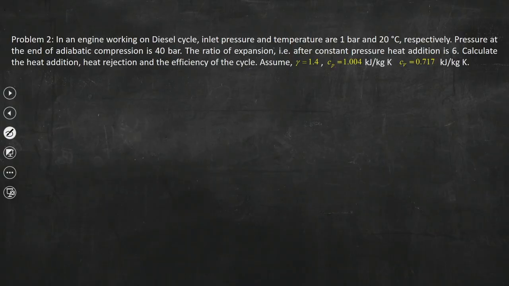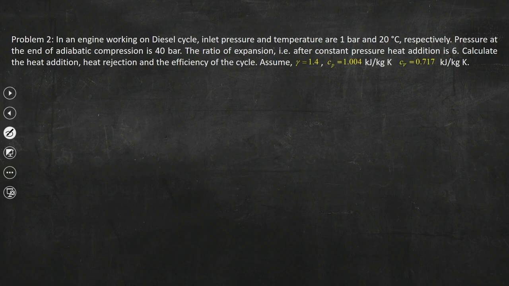Inlet pressure and temperature are given 1 bar and 20 degree Celsius respectively. Pressure at the end of the adiabatic compression is 40 bar. The ratio of expansion, that is after constant pressure heat addition, is 6. Calculate the heat addition, heat rejection and efficiency of the cycle. Assume gamma equal to 1.4, and the values of Cp and Cv are given, kilojoule per kg Kelvin.